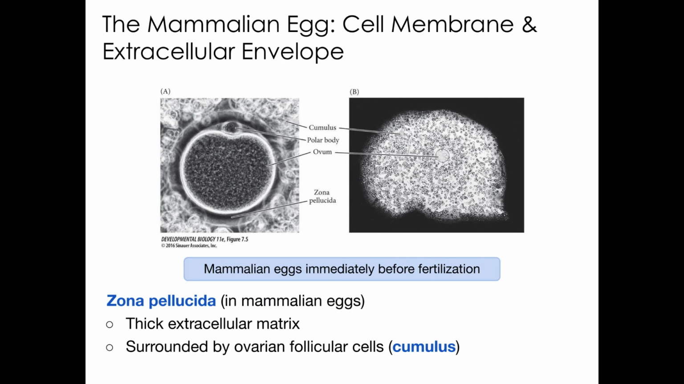In mammals, a structure that plays a similar role as the vitelline envelope is the zona pellucida. So this is the extracellular matrix of the mammalian eggs. Surrounding the zona pellucida, instead of an egg jelly, there are actually cells here, and these are known as cumulus cells. These are follicular cells that nourish the egg during its development. And there are multiple layers of these cumulus cells, with the innermost layer, the one that is closest to the zona pellucida, being called the corona radiata because it looks like a radiant crown.